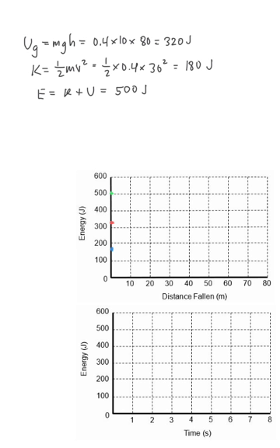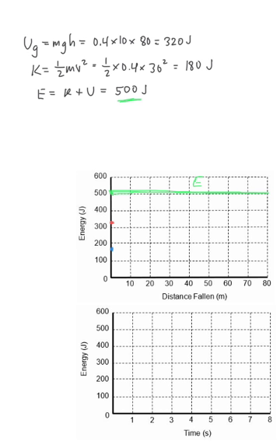Now, since there are no non-conservative forces acting in this problem, because the object's in free fall and the only force acting on it is gravity, that means the total mechanical energy will be conserved. So because the total mechanical energy is 500 initially, it's just going to stay at 500 for the full 80 meters that the object's falling. So you should just have a horizontal line on the graph at 500. And we'll label that line as E, the total mechanical energy.